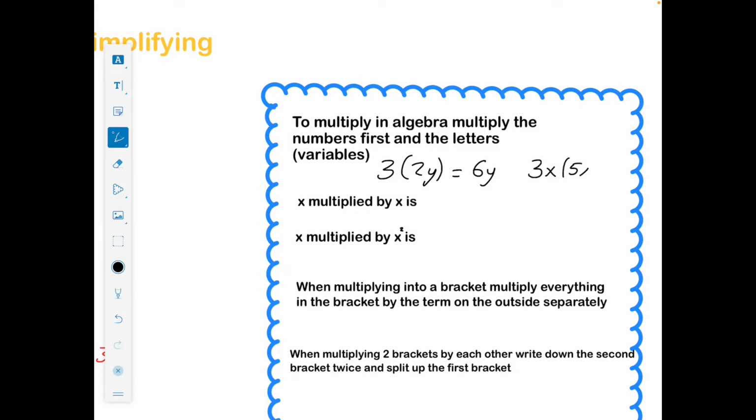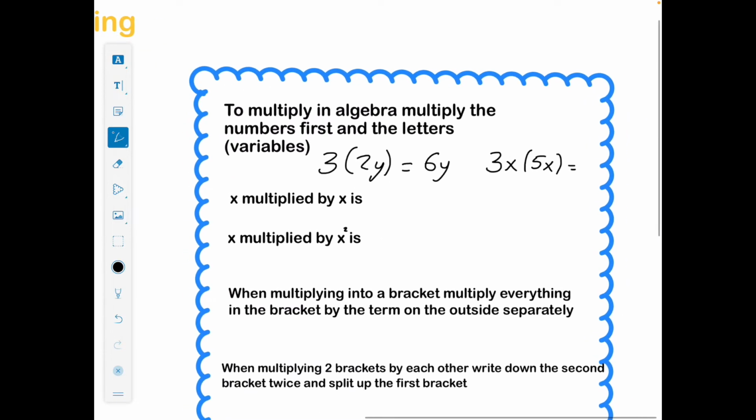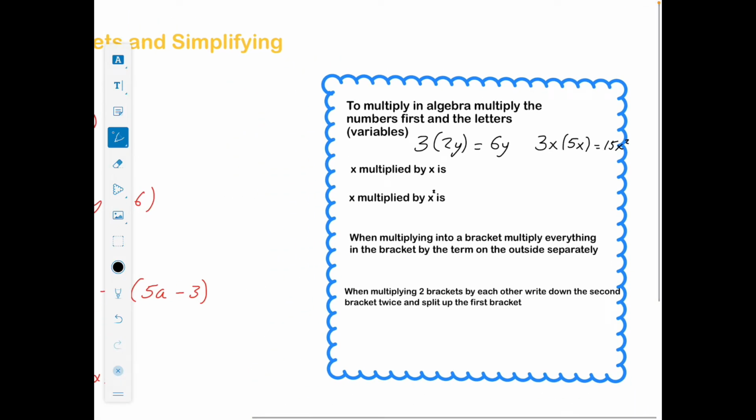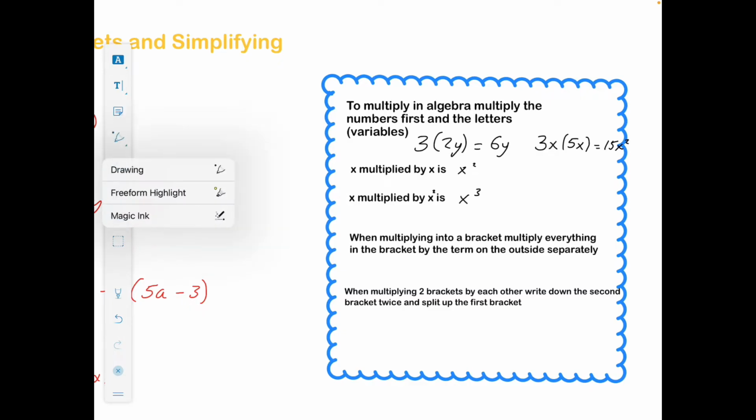If I have 3x multiplied by 5x, multiply the numbers, that'll be 15, and then x by x is x squared. Okay, key rule down here: x multiplied by x is x squared, x multiplied by x squared is x cubed. So they are super important. You need to learn those off by heart. Same for y by y is y squared, or a by a is a squared. A by a squared is a cubed.